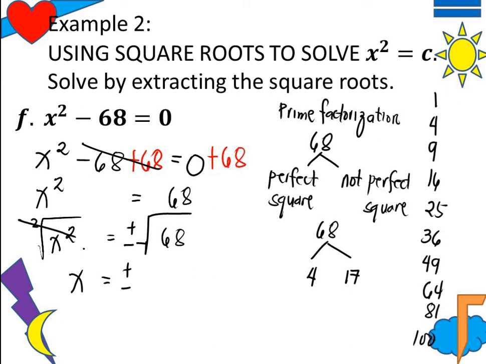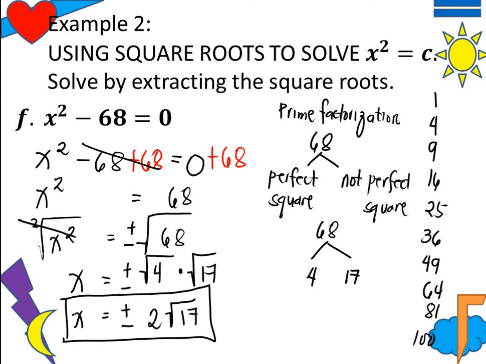Therefore, the factors of 68 are square root of 4 times square root of 17. We have here x is equal to positive negative square root of 4. Think of two same numbers that when you multiply, the answer is 4. That is 2. Similarly, think of the same number that when you multiply gives 17. So, there is none. Therefore, the final answer is x is equal to positive negative 2 square root of 17.